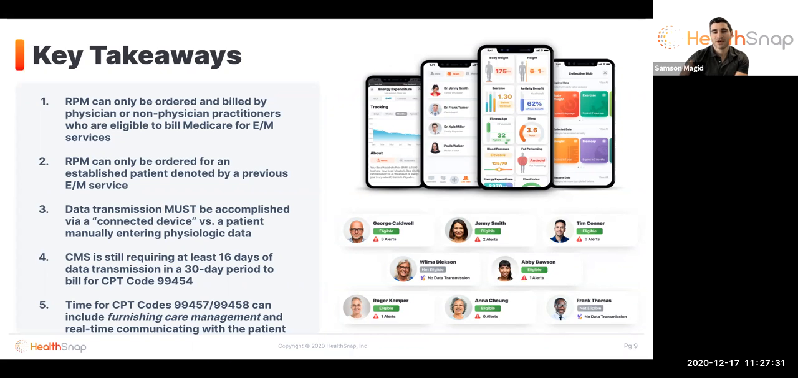Then you'd be able to, because you got an additional 20 minutes, you'd be able to bill for 99457 and 99458. So if it's between 40 and 60 minutes, you can bill for the 58 once. If it's between 60 and 80 minutes, you would bill for the 57 and the 58 2 times, and so on and so forth for each additional 20 minutes.